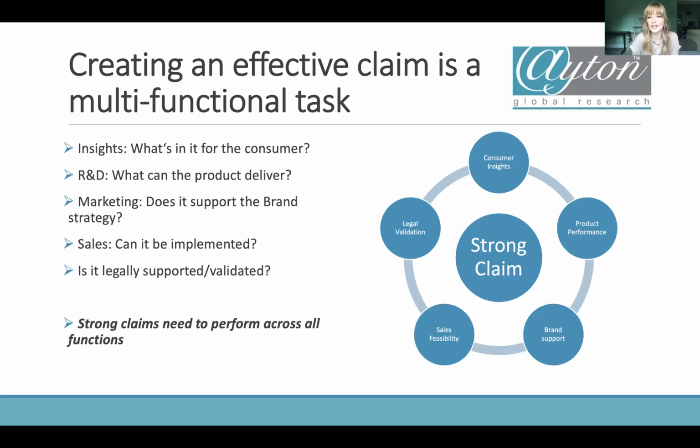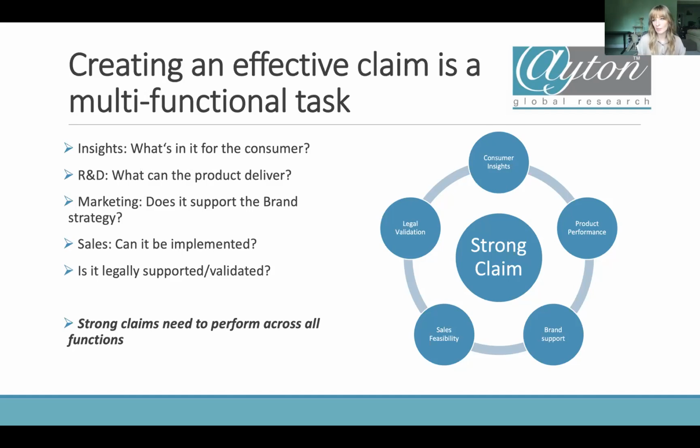What does the brand strategy look like? What do you look like as a brand? What's your story? What is your image? And what is your strategy? Who are you trying to approach? And does it fit within that as well? Obviously, it needs to be implemented. So we need to think about the whole supply chain and making sure we're not just going out there and saying these claims without having the gusto behind it to be able to achieve it.